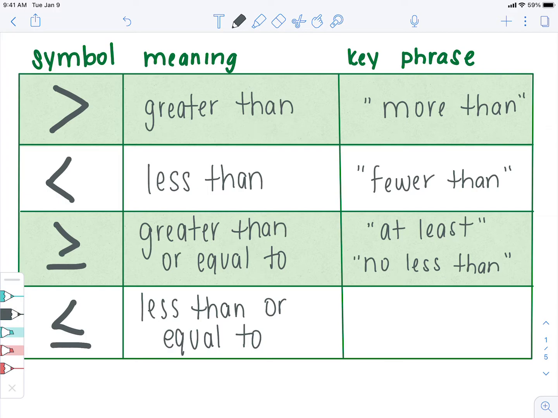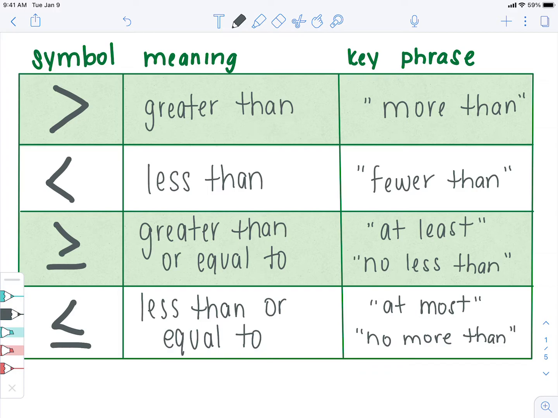For less than or equal to, I could say things like at most. So if you're going to order off the kids menu, you can be at most 12. So anyone younger than 12 can order off the kids menu. Anyone who is 12 can order off the kids menu. But if you're more than 12, then you can't order off the kids menu. So at most 12. Or no more than. So you can be no more than 12 if you're going to order off the kids menu. So all of those phrases mean the same thing as those symbols.